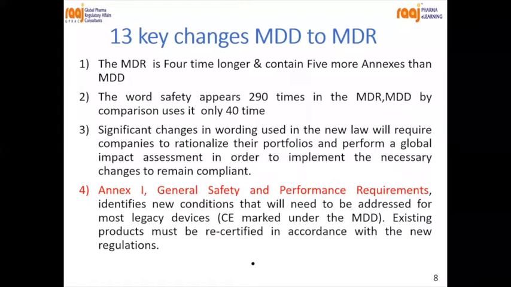Then the fourth change is Annex 1. The third was the impact assessment as per this new rule. And the fourth one is Annex 1, which talks about general safety and performance requirements, which identifies new conditions that will need to be addressed for most legacy devices that are CE marked under the MDD. Existing products must be recertified in accordance with the new regulations.